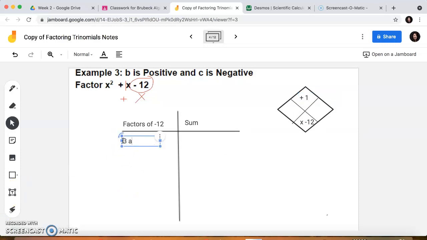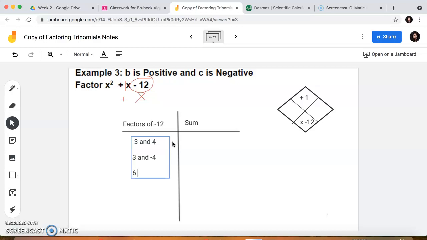Well, 3 and 4 multiply to be 12, but those multiply to be a positive 12. We need it to be a negative 12. So in order for it to be a negative 12, one of the numbers has to be negative. So we could do negative 3 and 4. We also could do positive 3 and negative 4. Both of those multiply to be a negative 12. One of the numbers has to be negative.